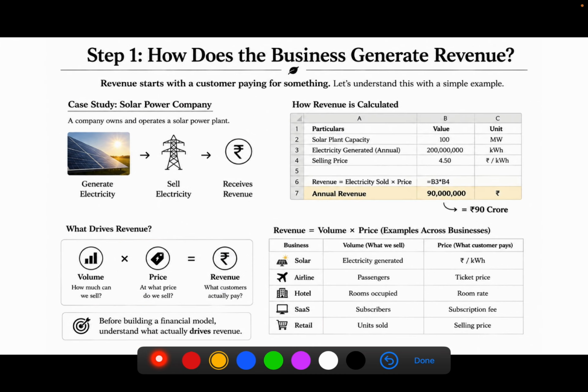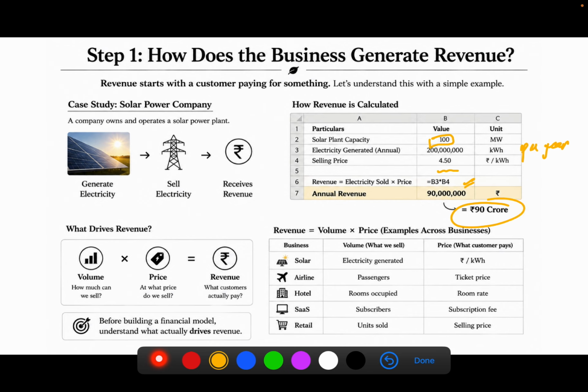Let's take a simple example of a solar power company. Imagine a company owns and operates a 100 megawatt solar power plant. The plant generates around 200 million kilowatt hours of electricity per year. And suppose the company sells that electricity for rupees 4.5 per kilowatt hour. So how do we calculate revenue? It's simply electricity generated into the selling price. 200 million kilowatt hours multiplied by 4.5 gives us 90 crores of annual revenue.